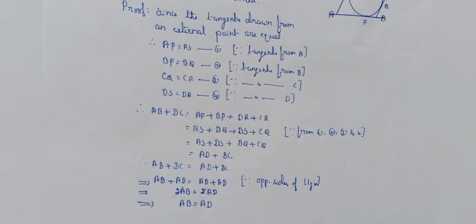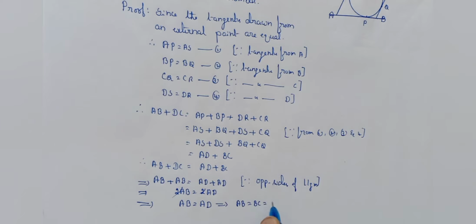If the adjacent sides of a parallelogram are equal, then the parallelogram is a rhombus. AB is equal to AD means AB is equal to BC is equal to CD is equal to DA. Therefore, the parallelogram ABCD is a rhombus.